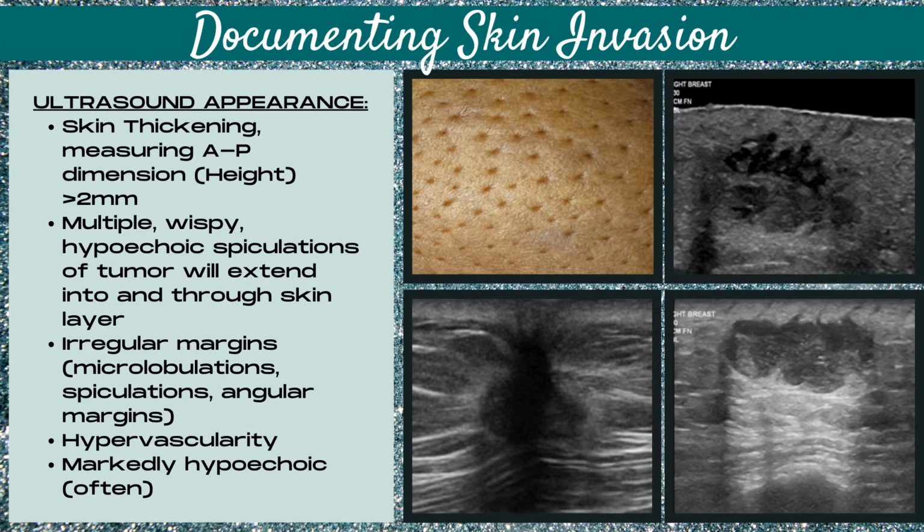This mass is going to be irregularly shaped. Irregular margins, microlobulations, spiculations, angular margins. Most commonly, it's going to have a vertical orientation. You're going to visualize hypervascularity, and it's most of the time going to be markedly hypoechoic.